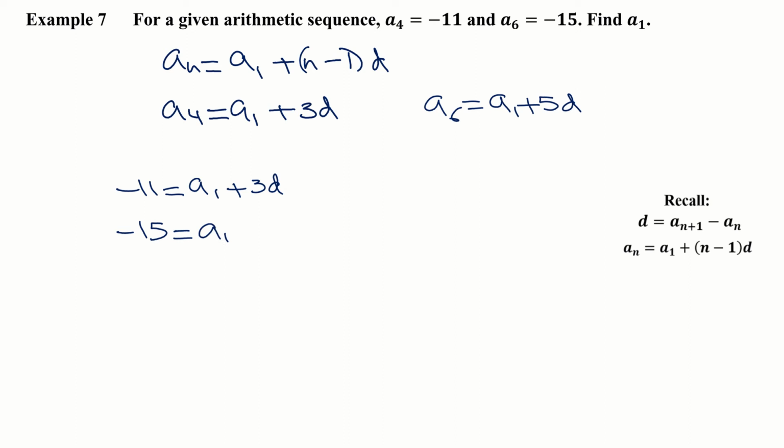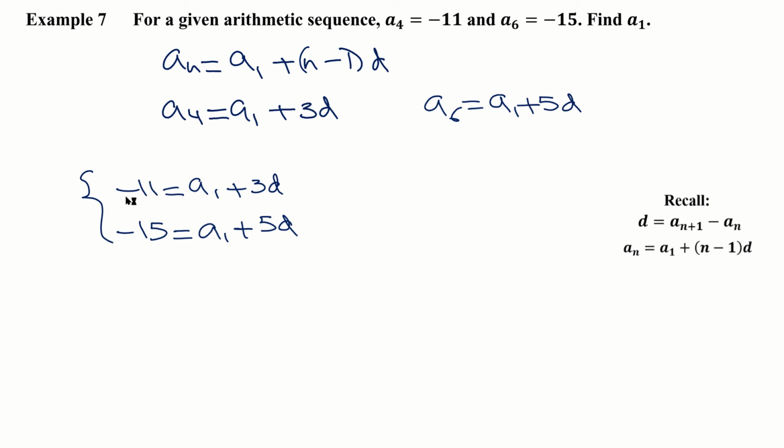It's going to be A1 plus 5D. All right, so now we just have a simple system of two equations in two unknowns, which once solved will give us both A1 and D. Now, I can go ahead and just subtract the equations, or I could multiply one by negative 1 and add, but there's no need for that. As long as you're careful, you can just subtract these two equations.